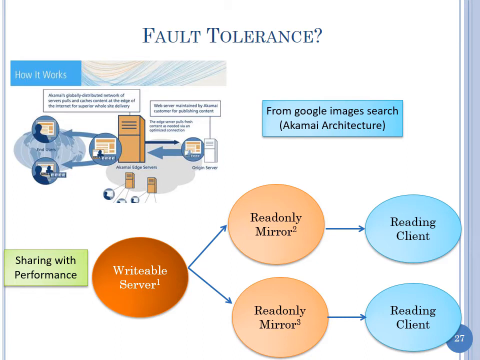Okay, so let's look at the Akamai architecture. I have a server into which I can write data, and there are mirrors, which don't put data back into the servers, from which we can retrieve data. And in this architecture, what happens if the server dies? And how do we need to change this architecture to allow fault tolerance? We're not necessarily interested in sharing, but in fault tolerance.